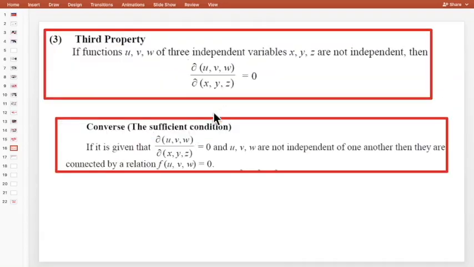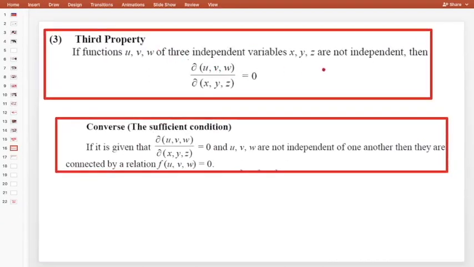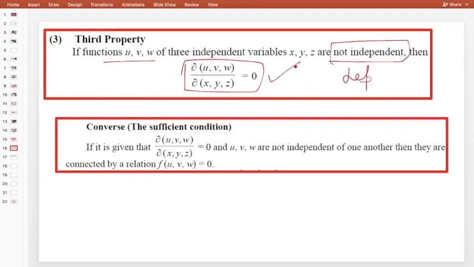Now we see the third important property. This is also very important. As I told you, the Jacobian helps to find out whether the given functions are dependent or not. So this is the property: if functions are not independent, which means they are dependent, then the Jacobian will be 0.